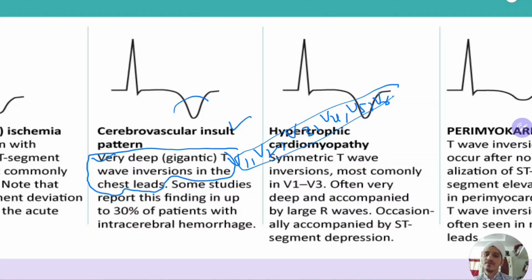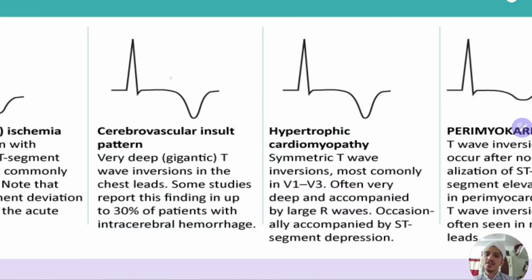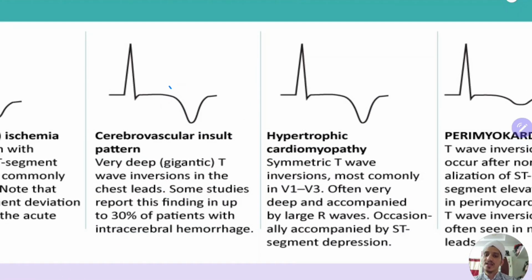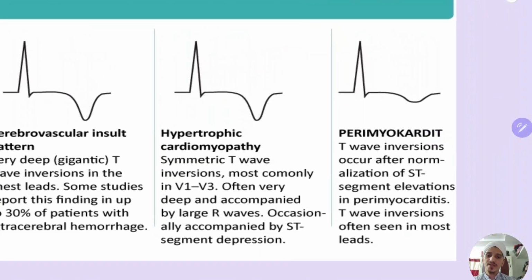So they are a result of some cerebral event. Okay, some studies report this finding in up to 30% of patients with intracerebral hemorrhage. So in patients with intracerebral hemorrhage, 30% of the patients can have these T waves in the chest leads, deep gigantic inverted T waves. But you will not see any ST segment deviations here also. Remember that point.